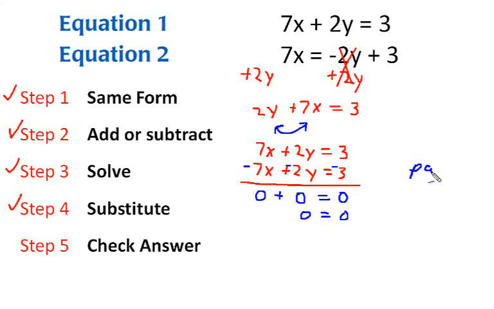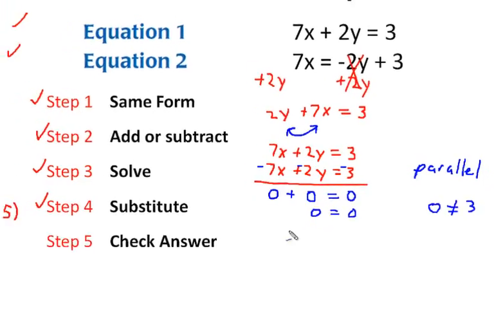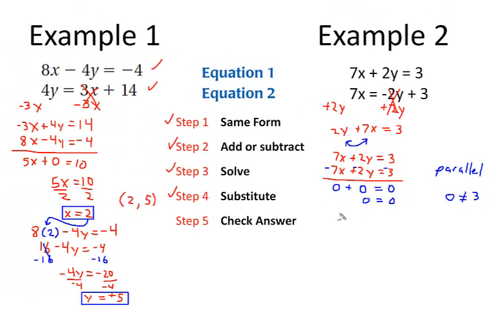If they're parallel, you'll get 0 on the left, and you'll get that it's equal to some number. Like for example, 3. So this is not true, so this is parallel if you do elimination. If they coincide, you'll get 0 equals 0. So this is many solutions, or you could put any real number. Alright, that's it.